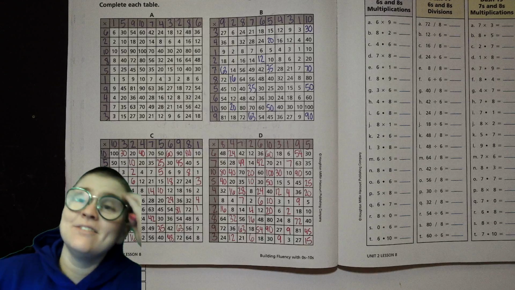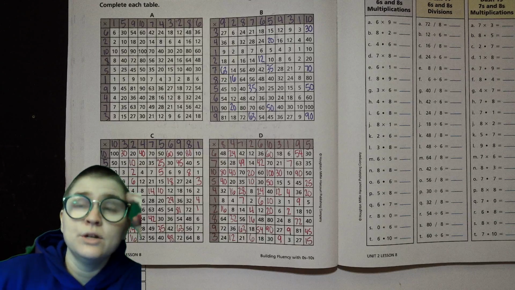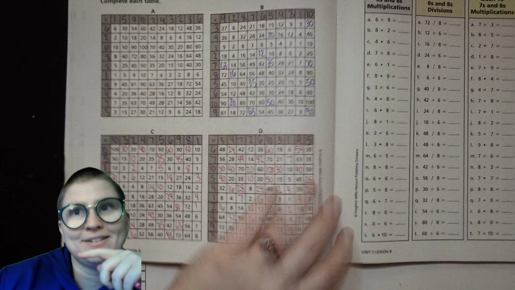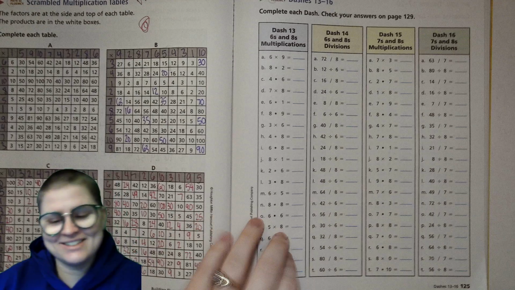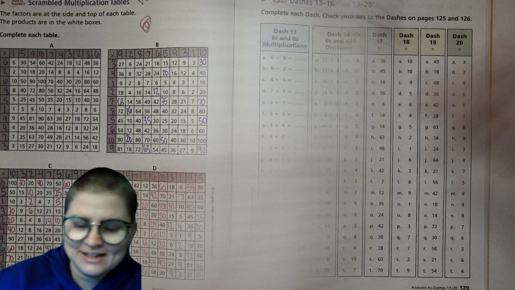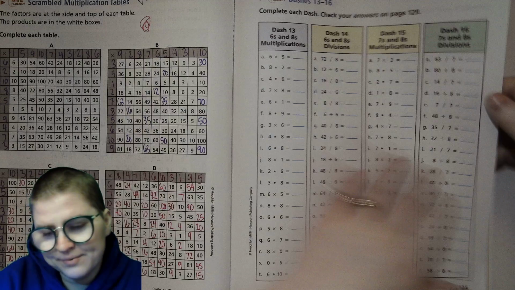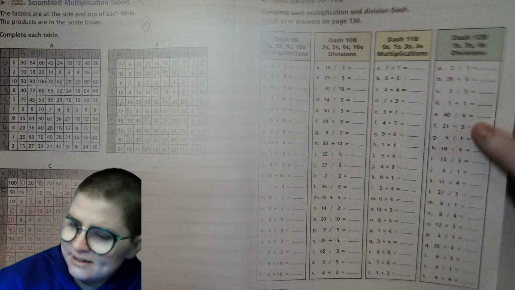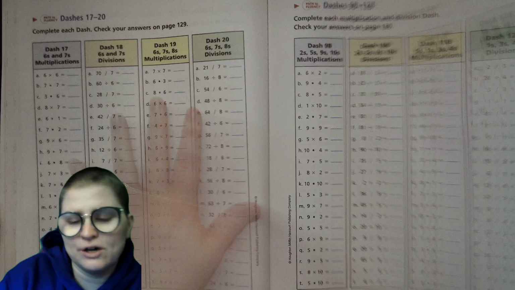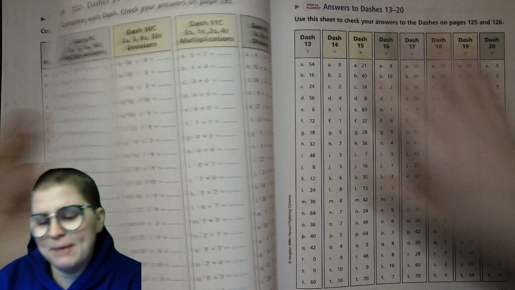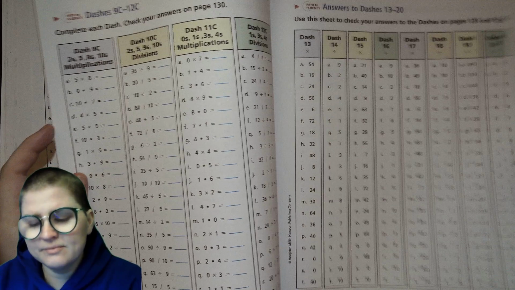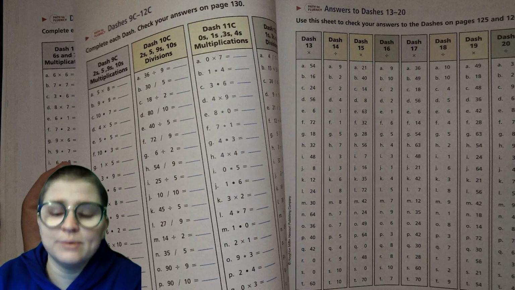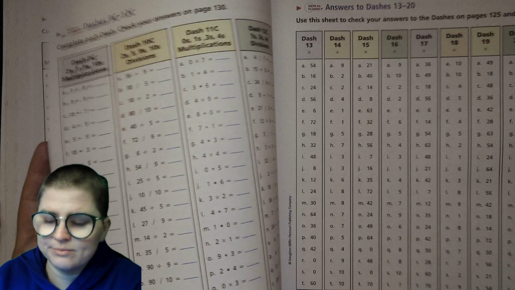Okay, now if this was a struggle for you, do you know what you can do to help yourself? That's right. Practice your math facts. So basically, the answers for this page and this page are on page 129. So you can rip out the answer page and give it to grandma or, whatever, your adults or your siblings.